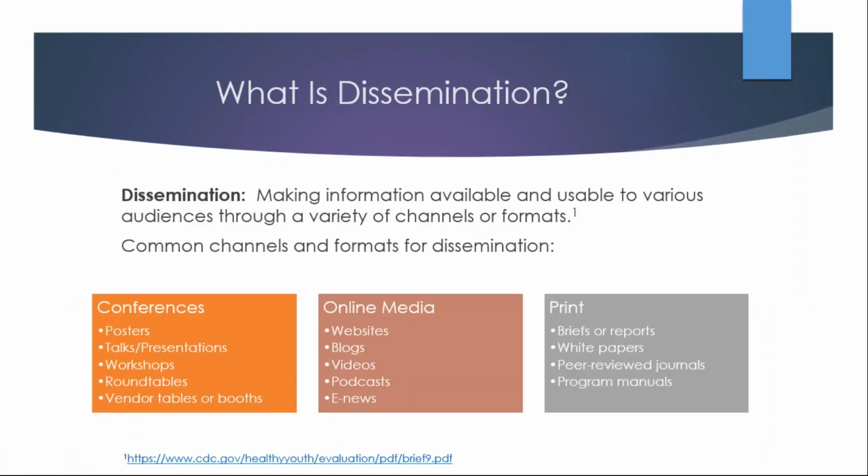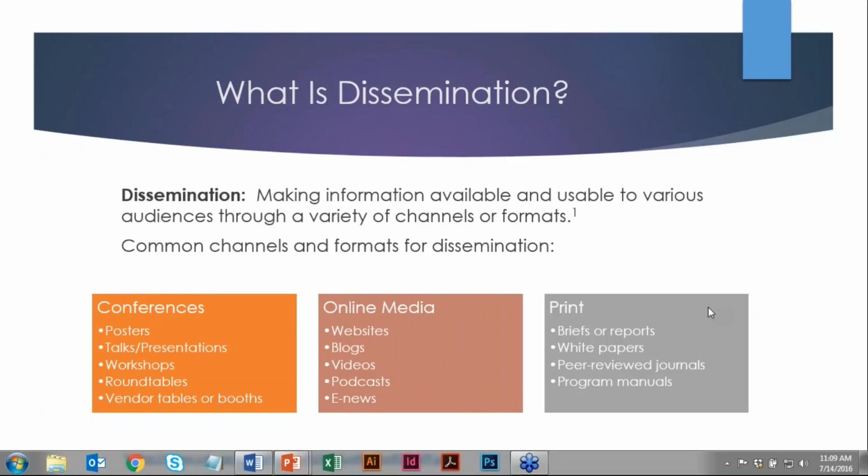So dissemination means making information available and usable to various audiences through a variety of channels or formats. A channel is a route of communication such as a news conference or a poster. A format refers to the actual layout for communicating the information, such as both oral or written formats. And you can see that there's many different ways to disseminate information.